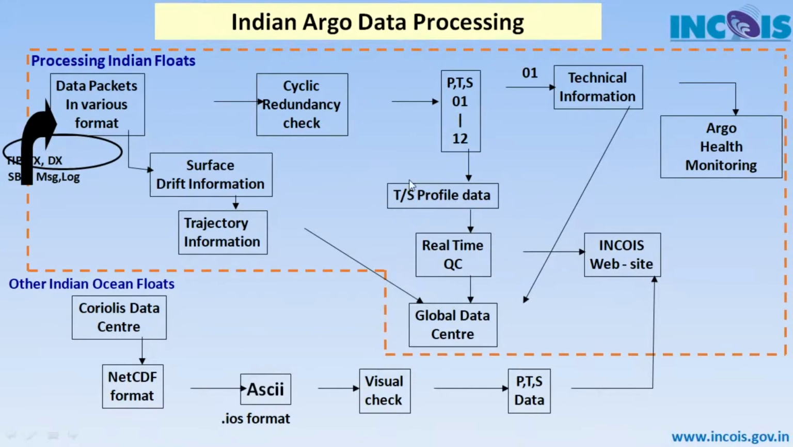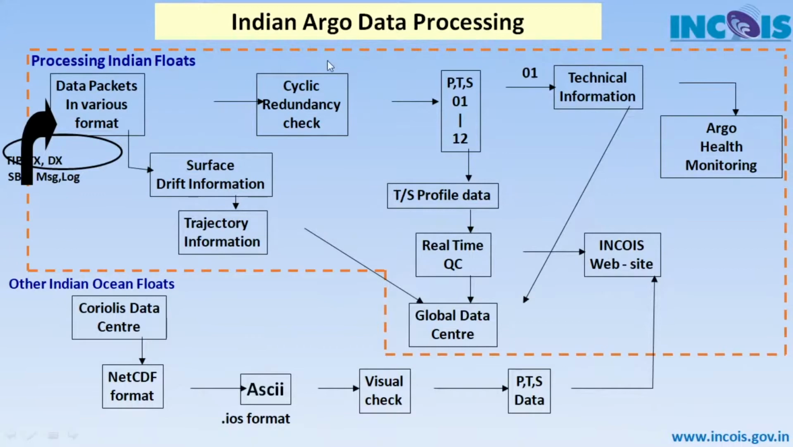Then once this is decoded, we perform real-time quality control, which has 19 QC checks as prescribed by the data management team. And once this is done and the quality flag is assigned, we push the data into the global data centers, and also in parallel we push the data into our INCOIS website.